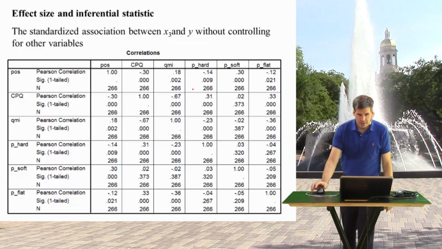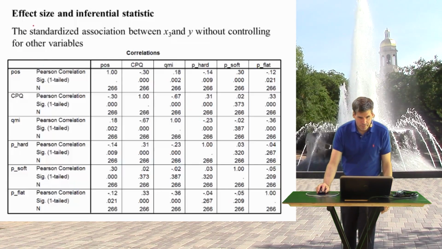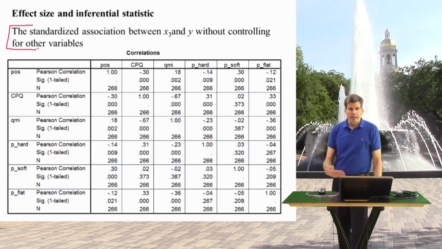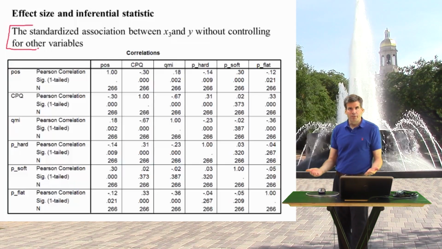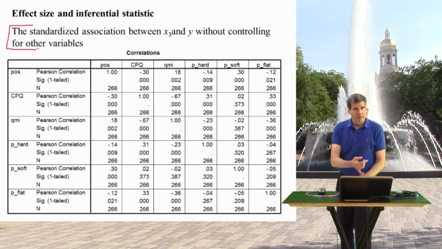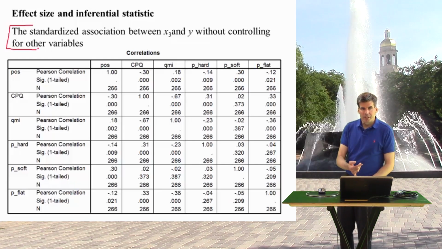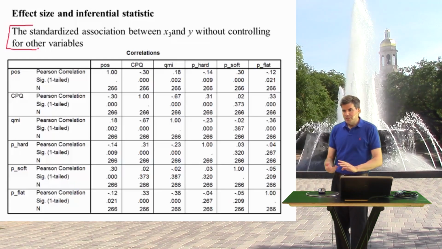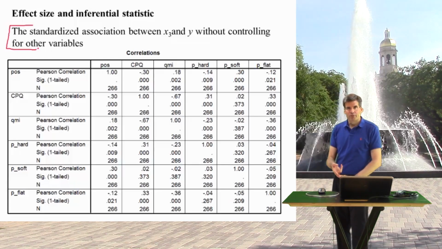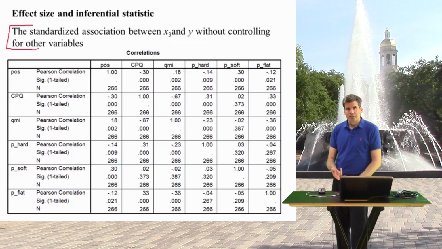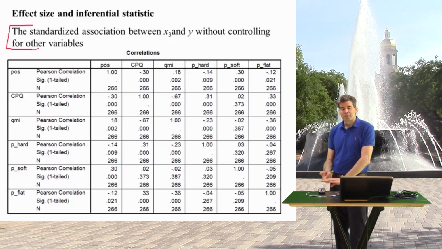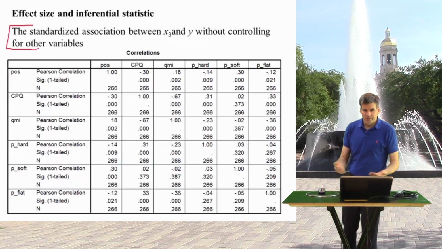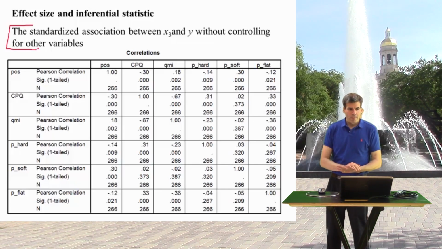The first thing I have here, this is the same question that we looked at before. What is the standardized association between x3 and y without controlling for the other variables? What is the name of the descriptive statistic for an effect size? What is the value for that effect size? What is the name of an inferential statistic you can use to test the significance of that effect size? What is the value for your inferential statistic? And what is the p-value? What's the probability of the inferential statistic if the null hypothesis were true?